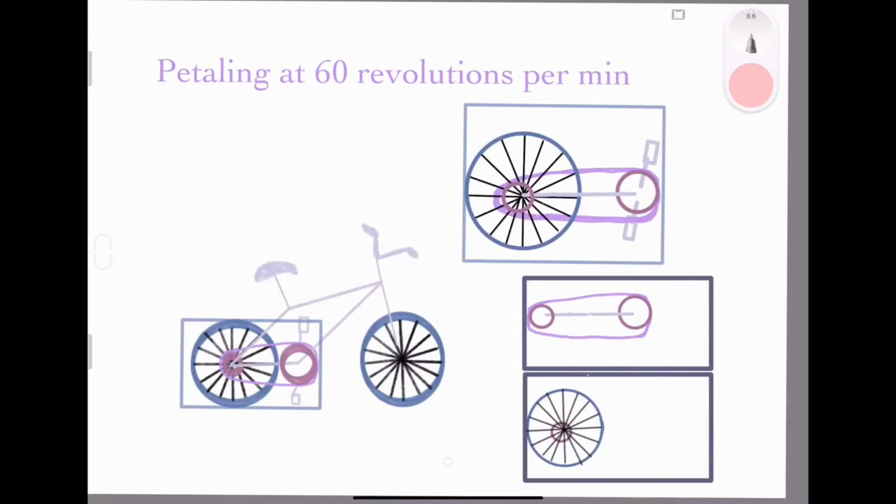Let's look at this example of a bike. We're given that a person is pedaling at 60 revolutions per minute. That means that the pedals are turning the chainring 60 times per minute. As the chainring moves, it pulls the chain forward. And as the chain moves forward, it pulls the back cassette, or the center of the back wheel, at the same speed. That means that as the pedals move forward, the back cassette moves the same distance forward.